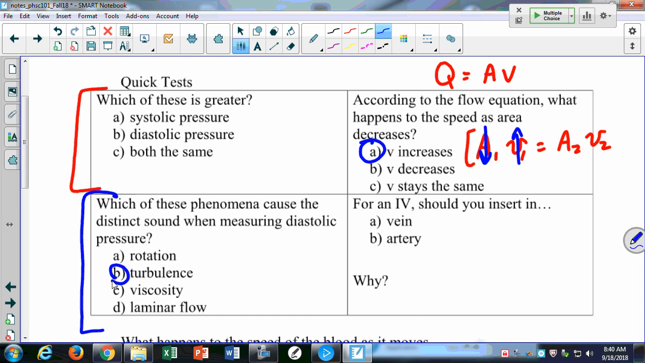All right. So for an IV, when you want to put in drugs intravenously, where should you insert the needle, into the vein or the artery? And why? Again, not something that we've talked about. Your book did, but you should be able to reason it out from what we talked about. All right, let's stop at 27, 8.